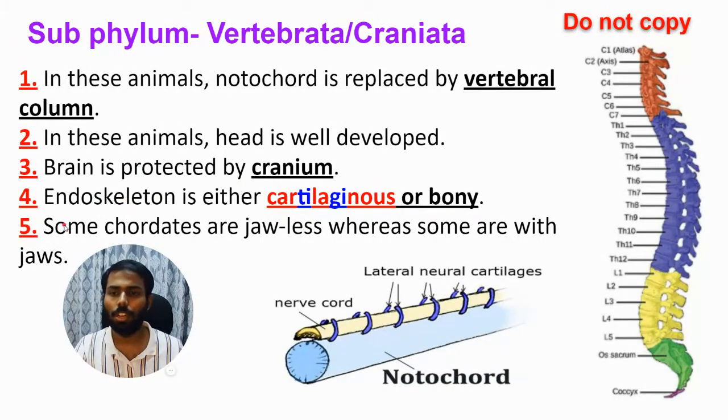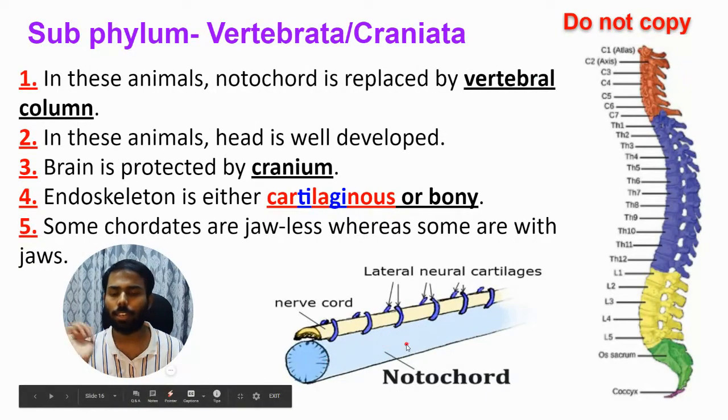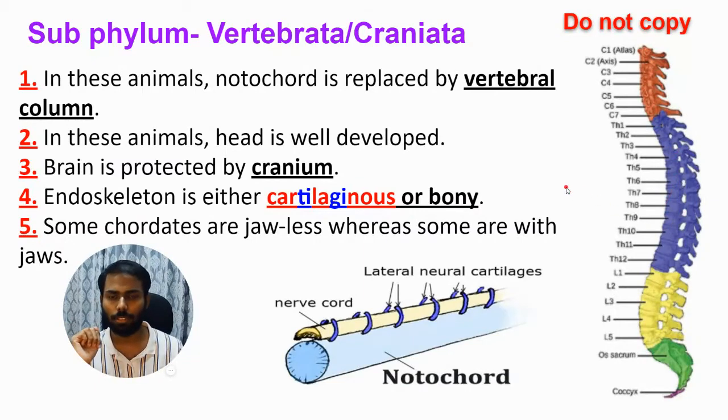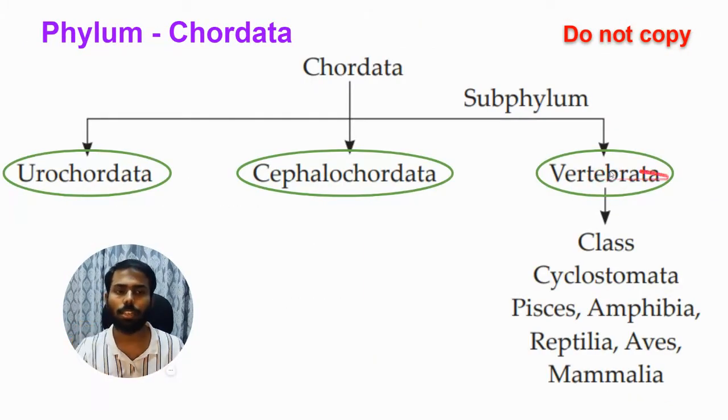Okay. Some chordates are jawless. What is jaw? This part of our mouth or our face through which we eat food, right? This part is known as our jaw. So some chordates are jawless, which means they won't have that jaw, whereas some of them are with jaws. So the main difference here is in vertebrata, instead of notochord, you'll have vertebral column. Notochord will be a straight rod-like structure, whereas vertebral column will be made up of small pieces. Okay, so you're also done discussing vertebrata.